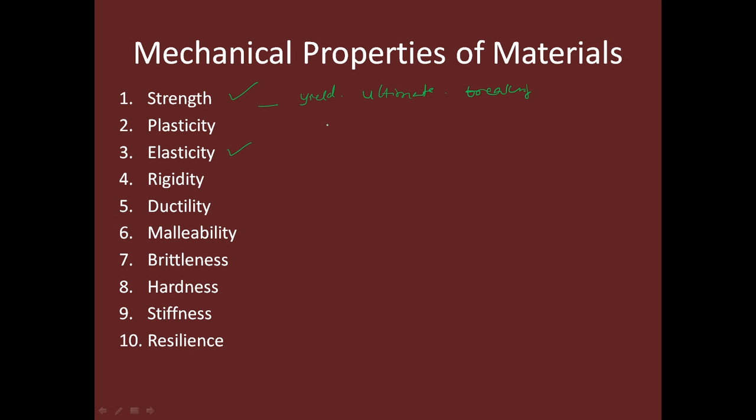You can say one or two words. What is the meaning of elasticity? When a force is applied to a body, it regains its original shape and size. Elasticity means it regains the original shape and size. Right. Next.